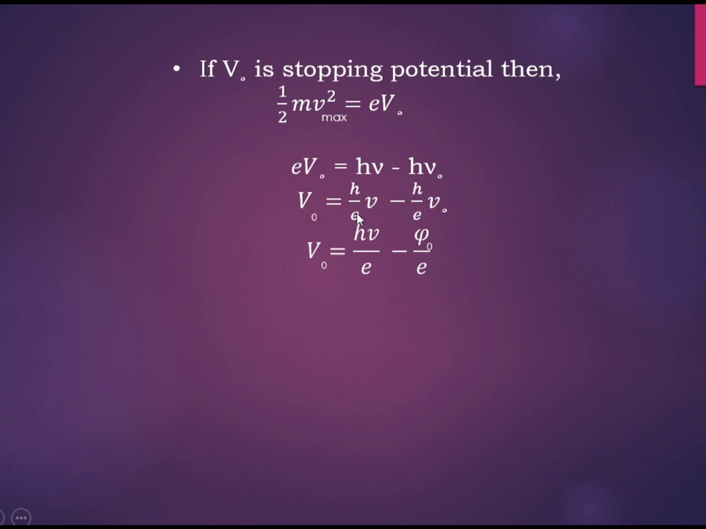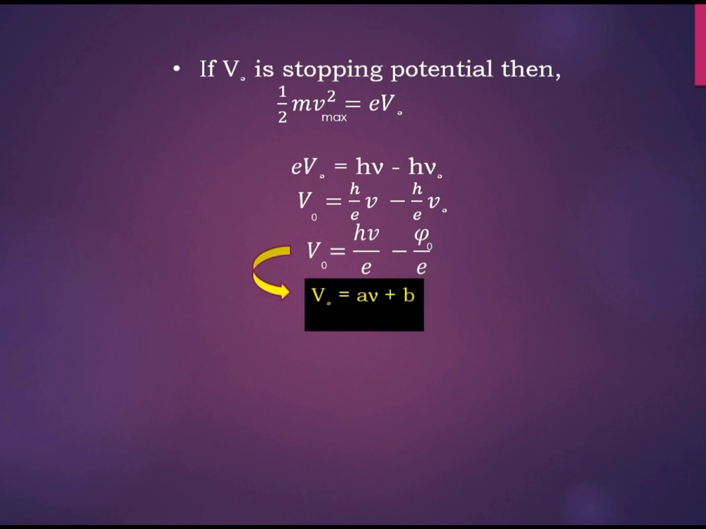V naught is equal to h nu upon e minus h nu naught upon e. Now here h nu naught is the work function. So stopping potential will be equal to h nu upon e minus work function upon e. If we compare both these equations, since while defining the stopping potential we said V naught is equal to A nu plus B, the slope is h upon e and the intercept is minus phi naught upon e, or we can say minus h nu naught upon e.